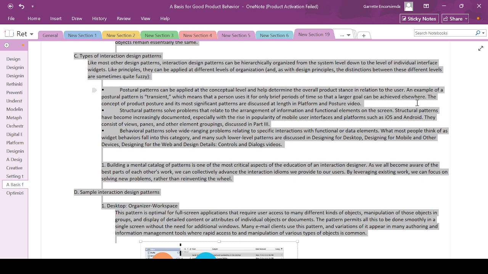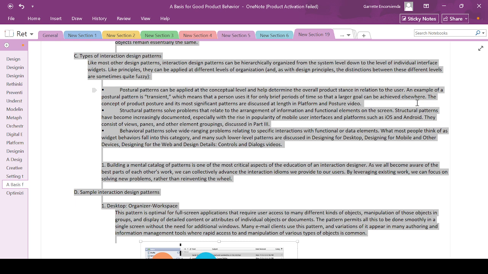So examples of postural patterns, like the transient, sovereign, and daemonic that we discussed. The concept of product posture and its most significant patterns are discussed at length in the platform and posture video. So as you can see, this is where patterns and principles overlap. Those are conceptual and postural patterns at once. It determines and helps us apply a specific design pattern in that context.